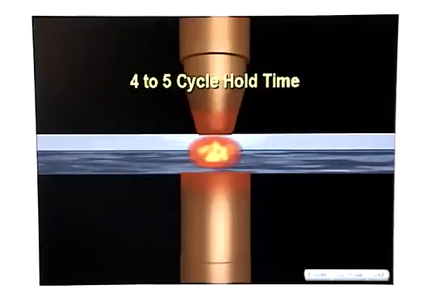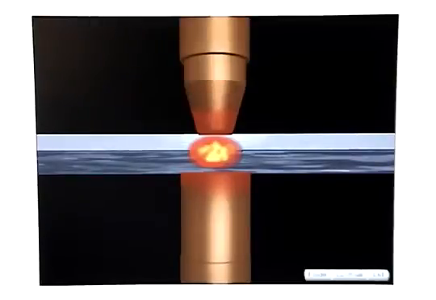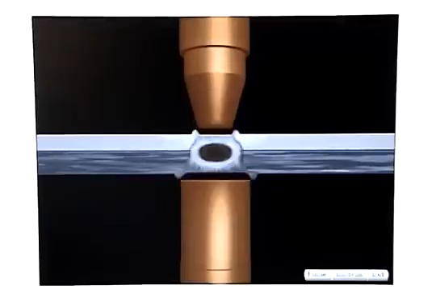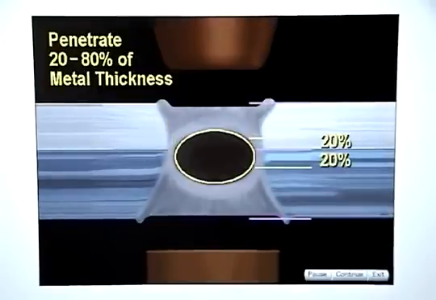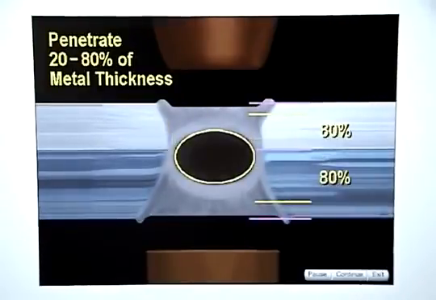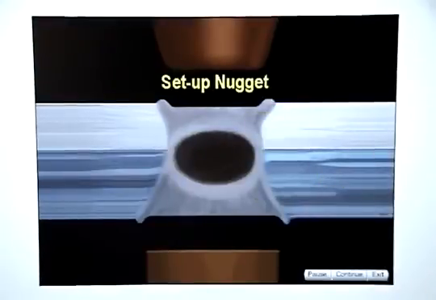Then a hold time of approximately 4 to 5 cycles is used to give the weld tips enough time to absorb heat from the outer perimeter of the weld nugget and cause it to harden before the weld tips open. A weld nugget should be as wide as the weld tip that contacts the thin metal and penetrate to between 20% and 80% of the metal thickness. This is referred to as a setup nugget.